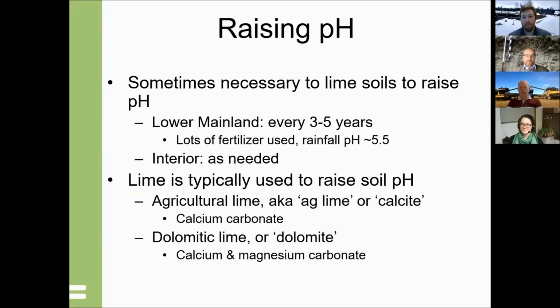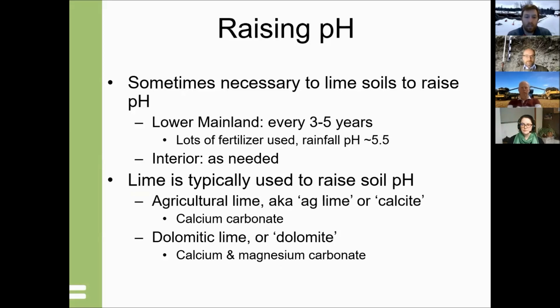So raising pH, of course, we raise pH with lime. So in the Lower Mainland, we want to do this around every 3.5 to 5 years, and really that's just because of the intensity of cropping that goes on there. There's a lot of ammonium fertilizer used, and there's a lot of rainfall, and of course rainfall has a slightly acidic pH. But in the interior, really just as needed.